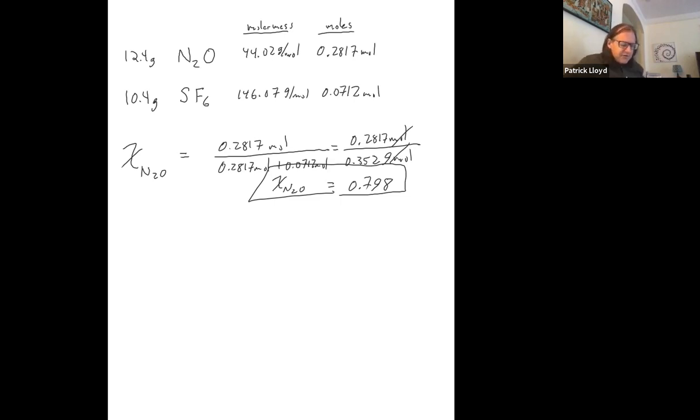Now, there's a couple different ways you can get SF6. I'm going to show you the longer way. You would take the moles of the SF6 and divide that by the total moles. Now, see why I did the total moles as a separate step in the previous one here? The reason I did that is because I knew I was going to use it again.